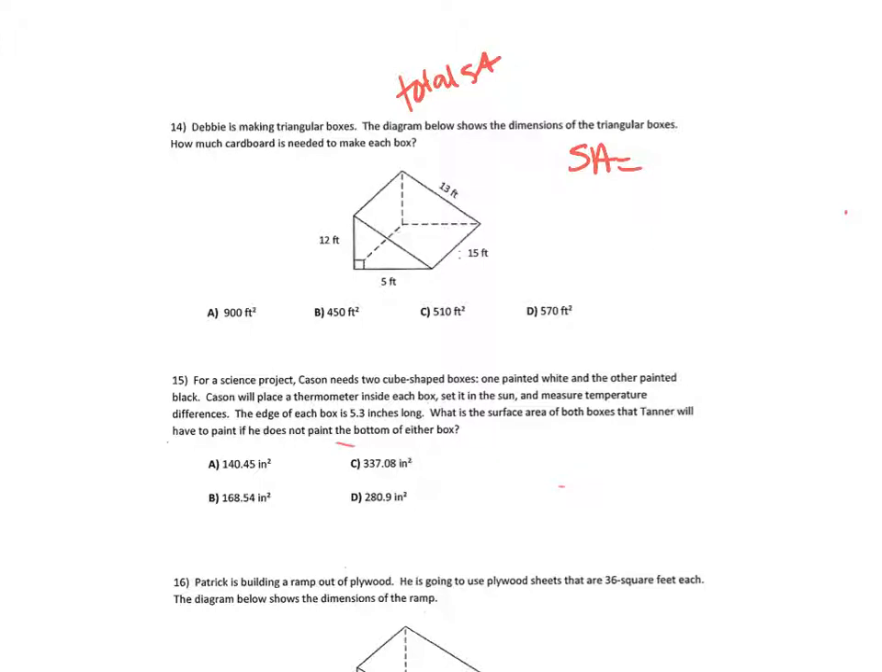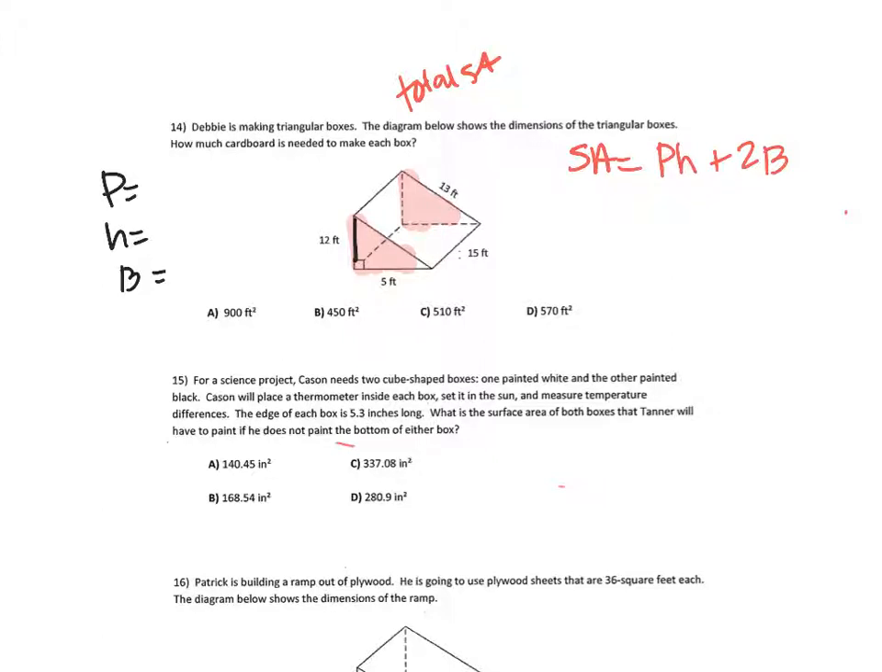So surface area of a prism, since it's a triangular prism, perimeter of the base times height plus 2 times the area of the base. Remember, if you've got a triangular prism, your bases are the triangles. So we want to plug that in. For the perimeter, the height, the area of the base, we want to find each of those.